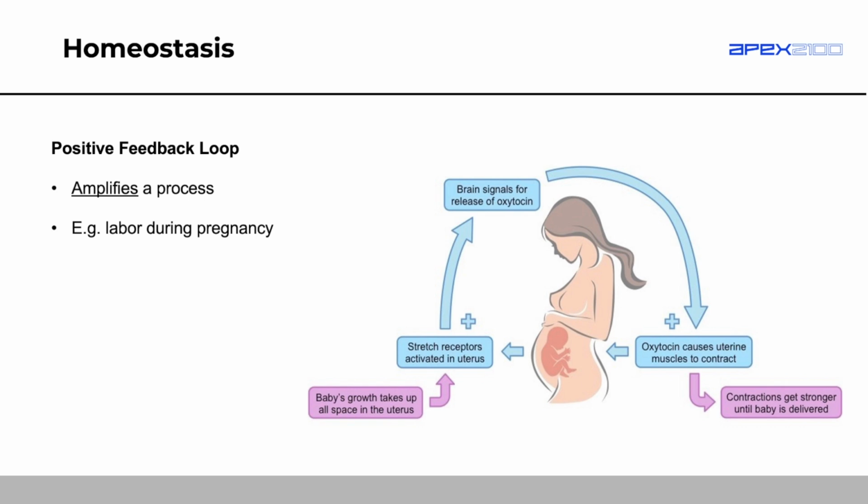And the only example I want you to know about is during pregnancy, when a woman is in labor, oxytocin is released with muscle contraction, and that oxytocin triggers more and more contractions and amplifies that labor process until the baby is born.